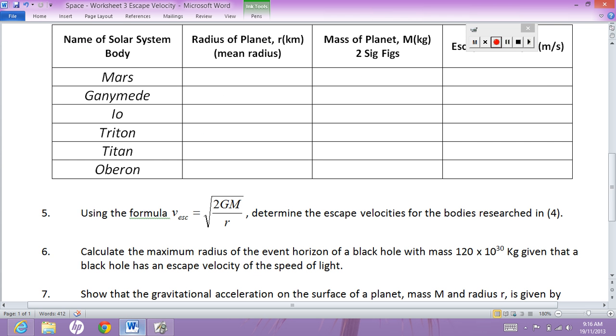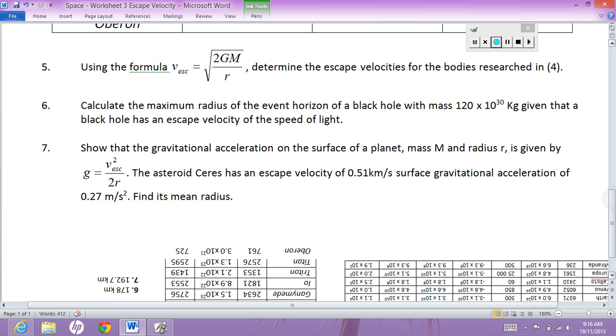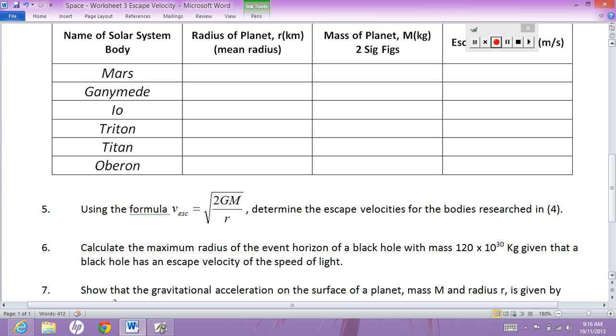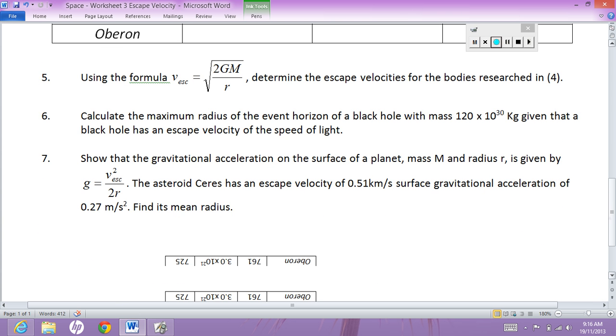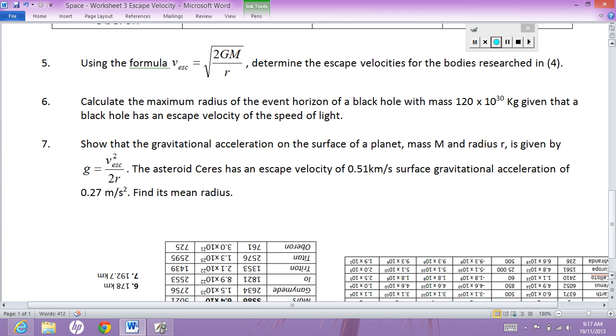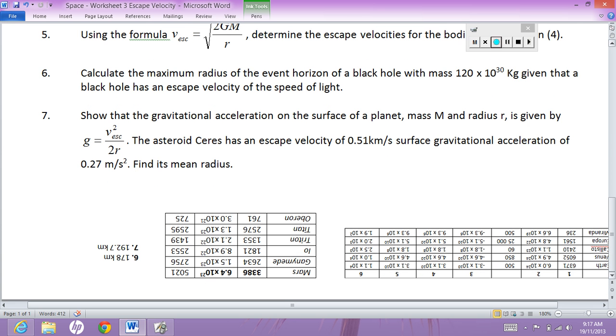So the rest of that can now be completed down to there. Now looking at questions 6 and 7. Looking at question 6, we're asked to calculate the maximum radius of the event horizon of a black hole with mass given as 120 by 10 to the 30 kilograms, given that the escape velocity is the speed of light.